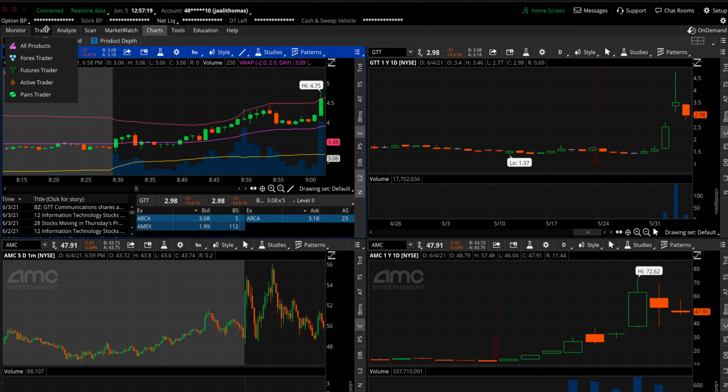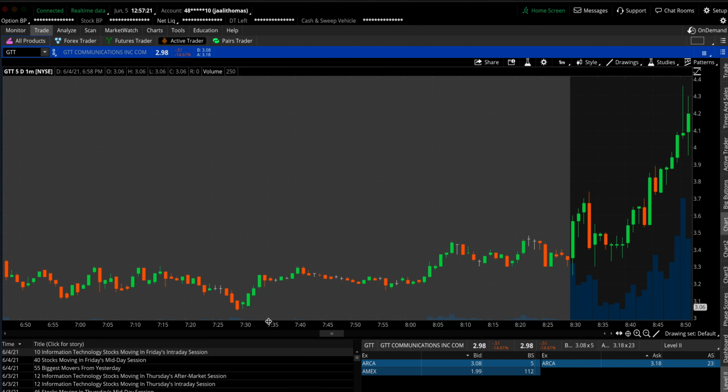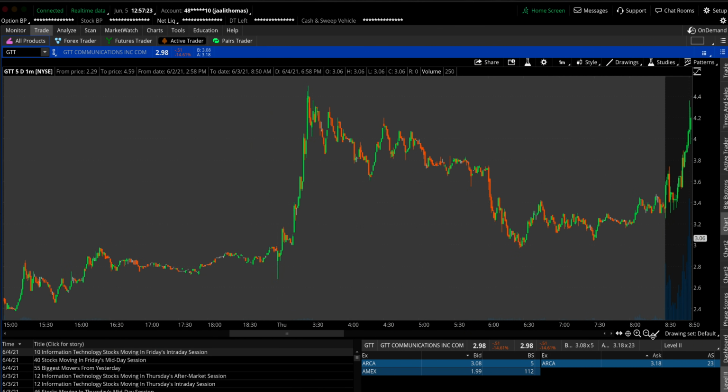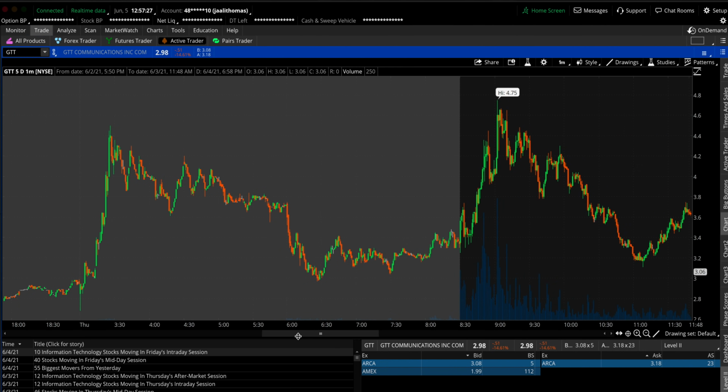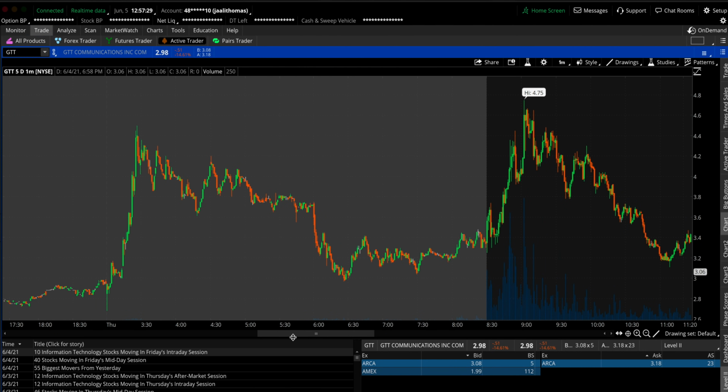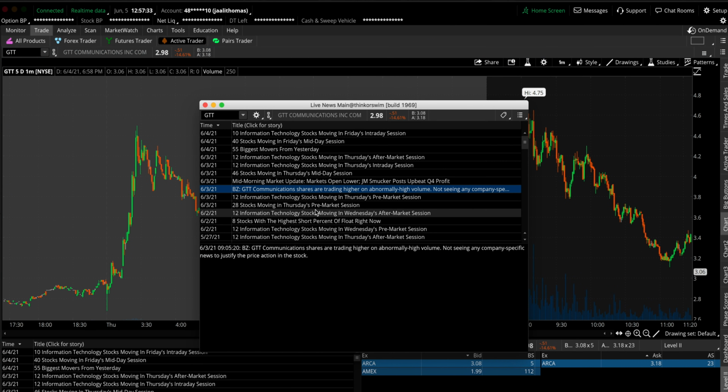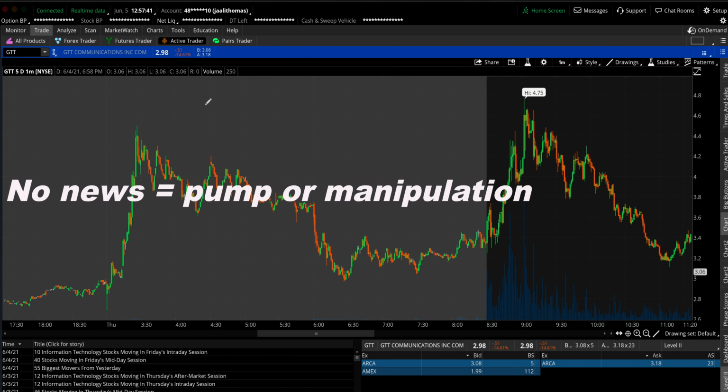So when it comes to every opportunity that I look at, any stock that may be a gap up, let's say, for example, GTT this week was a very nice gap up play. The funny thing is, this one ended up having no news on it. If you can read the news report, it says GTT Communications shares are trading higher on abnormal high volume, not seeing any company specific news. Now, this is a red flag.